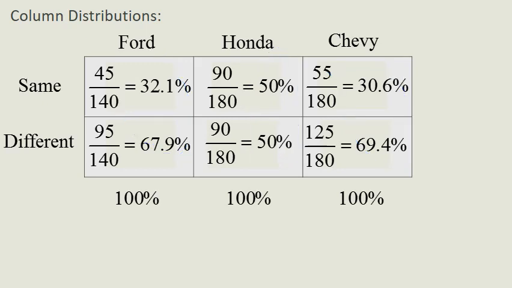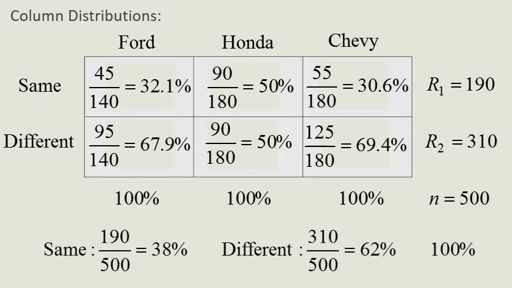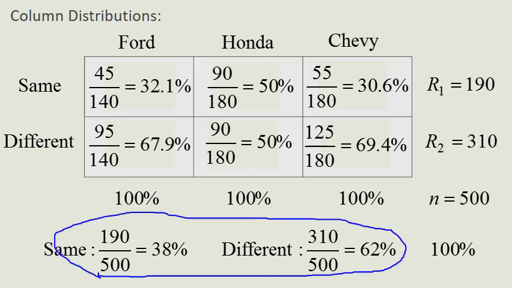And let's see what the data would look like if the null hypothesis were true. We need to find the distribution of the row totals by dividing by the sample size, 500. If the null hypothesis were true, then all of the column distributions would be equal, and they would all look like this.